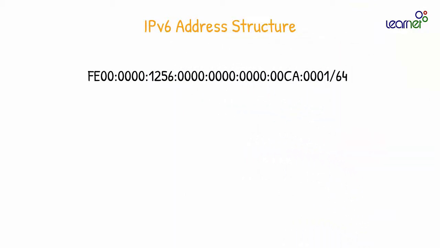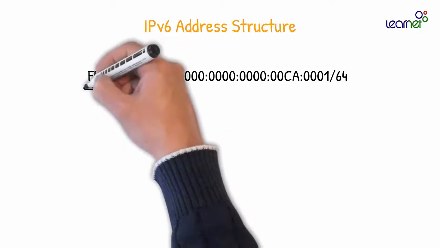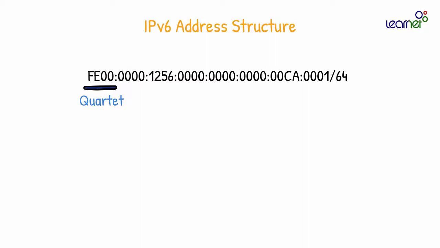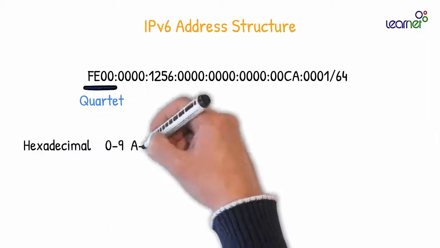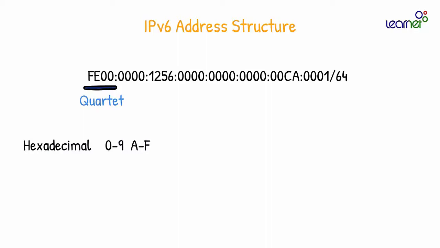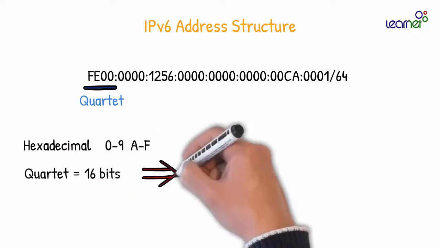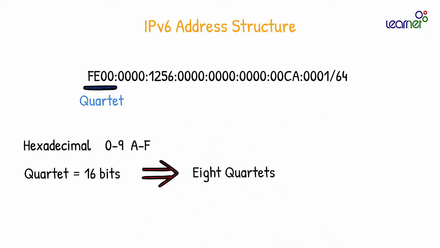As you can see, there are different parts that have been separated by a colon. Each part is called a quartet. As you can see in the slide, the basis that we use for presenting an IP version 6 address is not decimal like IP version 4, but hexadecimal. Since it is hexadecimal, we are able to use numbers from 0 to 9 and characters from A to F. And each quartet equals 16 bits. So in total, we'll have 8 quartets.